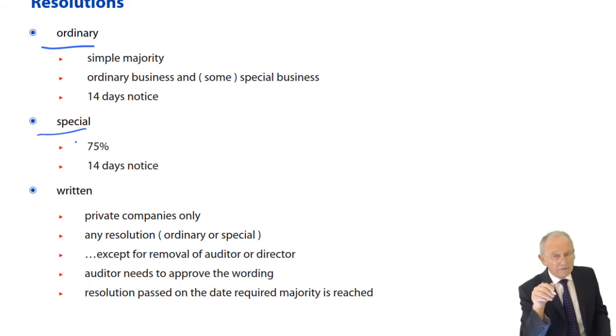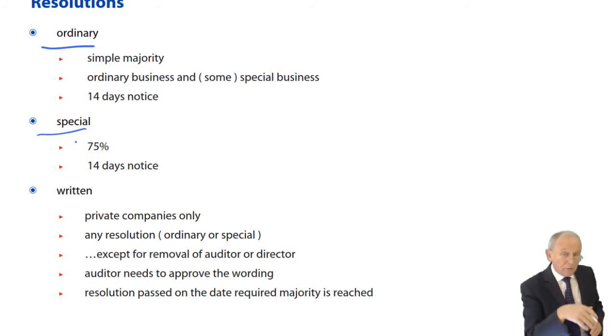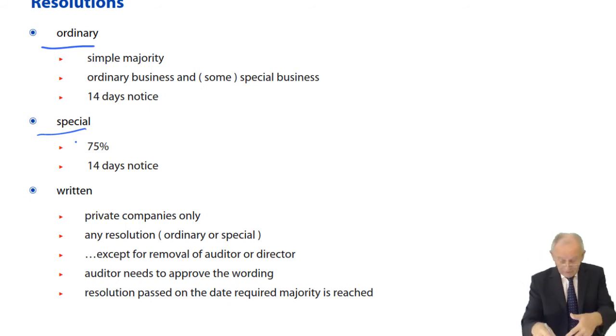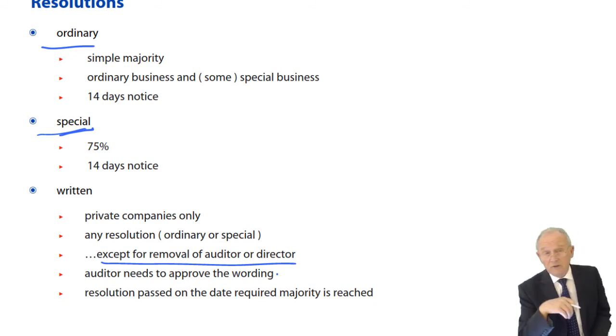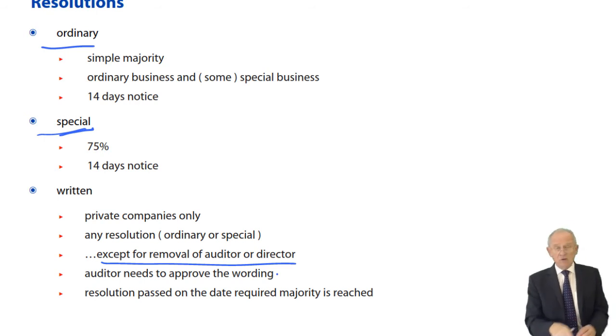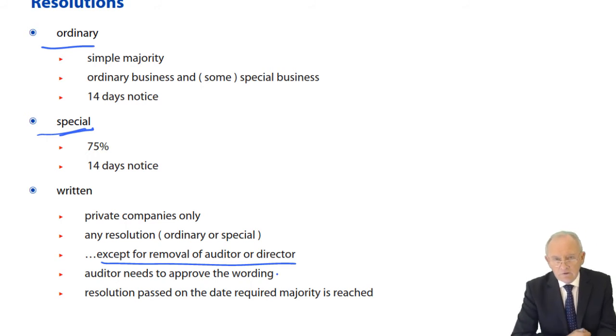Now remember, we've already had the special business. And when we look at liquidations, way ahead, there's a person called a special manager. So that's two specials. We've got special business, special manager. And now in front of us, we have special resolution. And I've already very quickly mentioned special notice for the removal of an auditor or director. That type of resolution requires special notice. So there are four specials involved. Don't confuse them. Special business is any business that isn't ordinary business. Special manager we'll look at in greater detail when we get to liquidations.